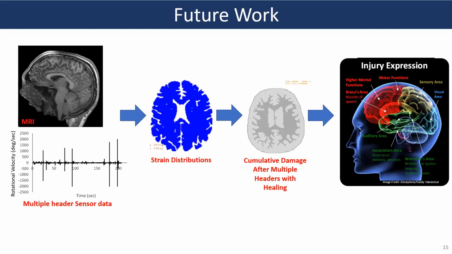And our next step is, till this point I just showed that we have subject-specific models, we apply sensor data, and we can get strain distributions for different headers and for different individuals. What we need to do moving on is also get a cumulative damage after multiple headers. So for repeated header drills, how things are being accumulated. And another thing is to look into the region-specific strain and strain rate so that we can then go back and correlate it to different age and sex groups.